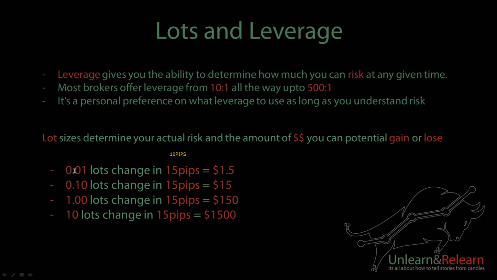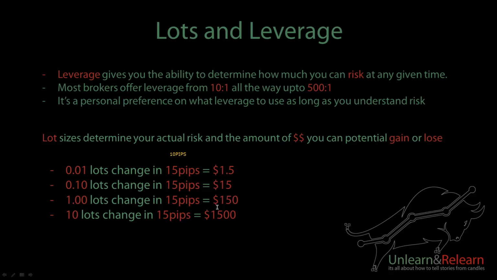If you have a 0.01 lot and price moves by 10 pips, this means you're making $1. Makes sense? Or if price moves by 15 pips, you're making $1.5, right? If you have a 10-cent lot and price moves by 15 pips, you're making $15. Now, if you increase your lot size to 1 lot and price moves by 15 pips, now you're making $150. So see how changing the lot size can drastically increase your gain or your loss.